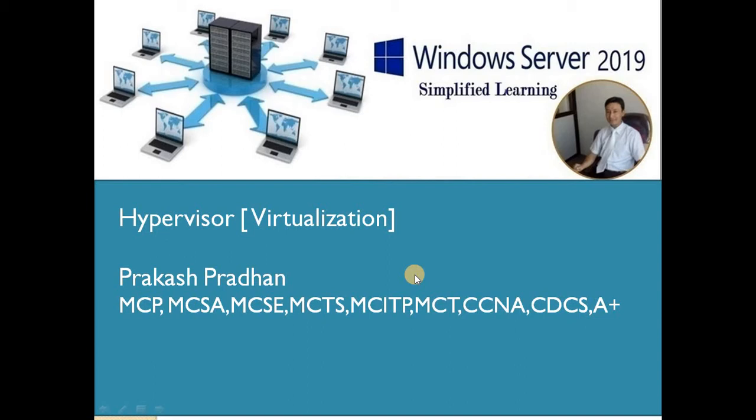In today's topic, we are going to talk about one of the important roles that we find in Windows Server 2019, that's known as a hypervisor. Over here, I've also given virtualization in brackets, because there is a misunderstanding about the proper meaning and deployment of virtualization in our environment. Some people say hypervisor, some people often say virtualization.